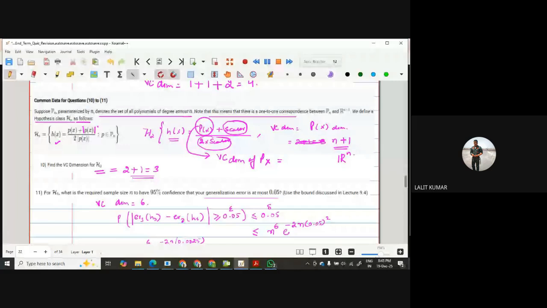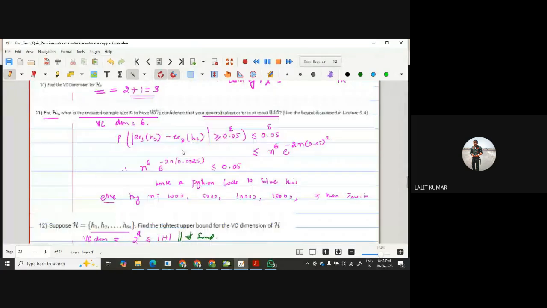And now for H5, they are asking what is the required sample size to have 95% confidence that your generalization error is at most 0.05. So here we have to use our formula of n. Here the generalization error is at most 0.05, and 95% is confidence. It means your delta becomes 0.05. This is 95% confidence. Epsilon becomes 0.05.